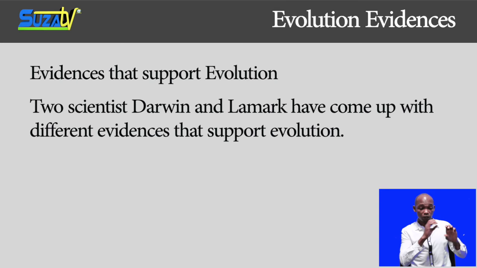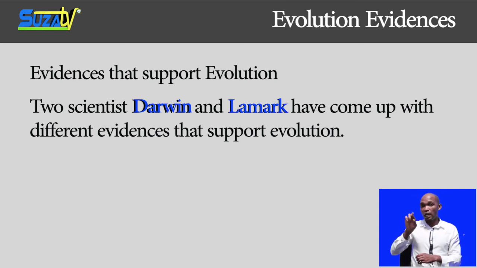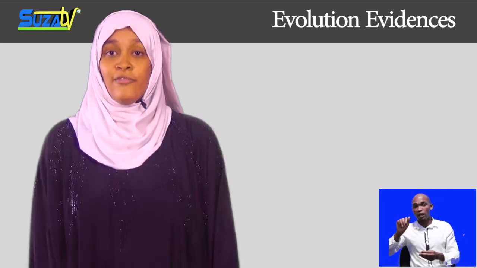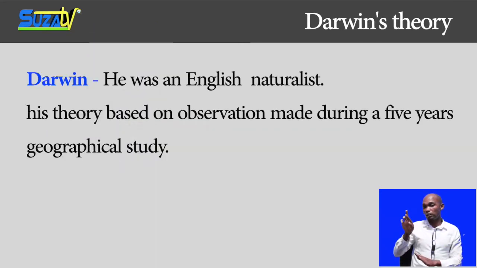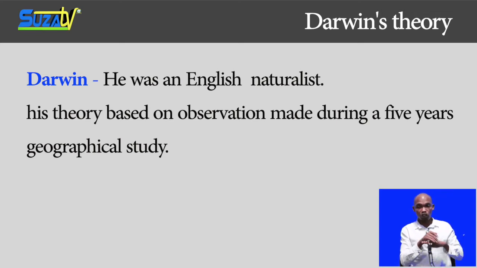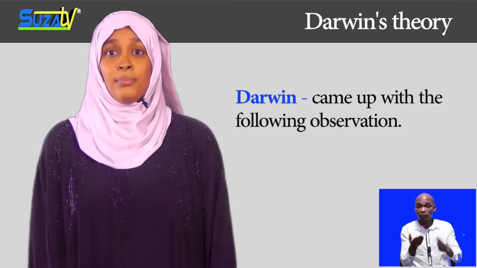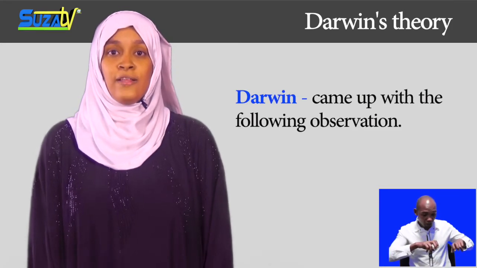Two scientists, Darwin and Lamarck, have come up with different evidences which support evolution. To start, let's see Darwin. He was an English naturalist. He based his theory on observations made during a 5-year geographical study. During his study, he came up with the following observations.